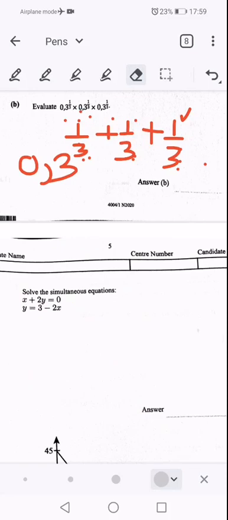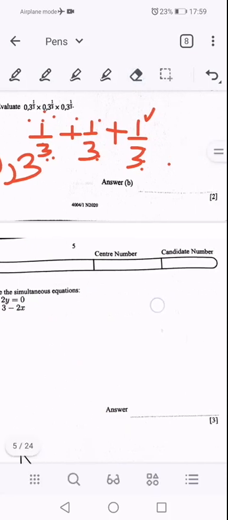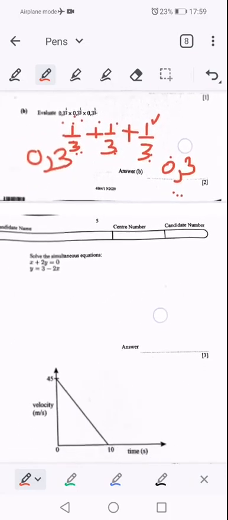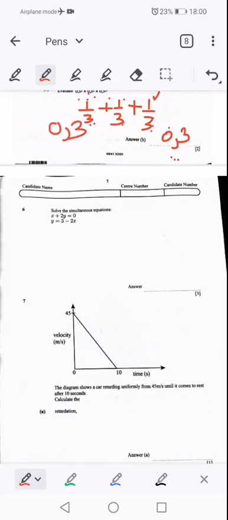So I think you are assisted. So the answer here was 0,3. Then let's go to the next question, which is simultaneous equations.